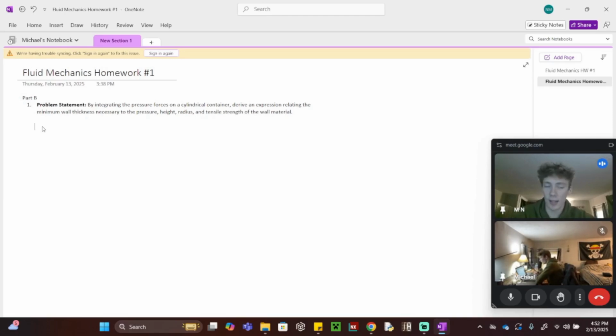Alright, welcome back. This is still Fluid Mechanics homework number 1, but we are now on part B. Part B is broken up into 3 different problem statements. The first of which is: by integrating the pressure forces on a cylindrical container, derive an expression relating the minimum wall thickness necessary to the pressure, height, radius, and tensile strength of the wall material.